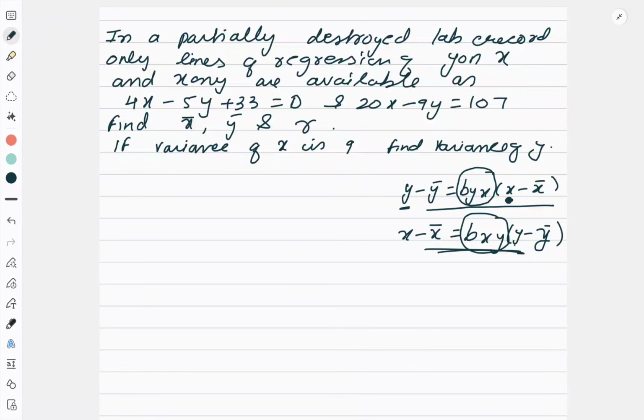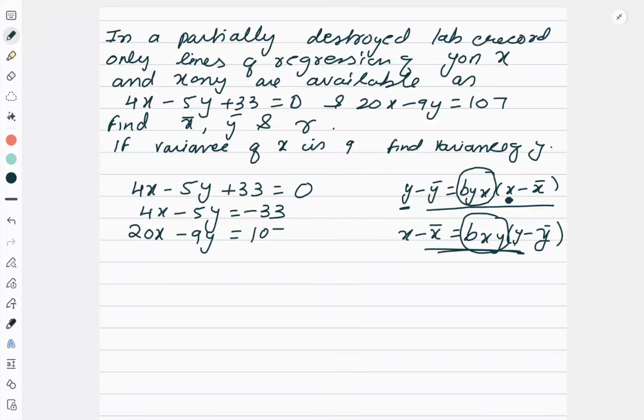Okay, now let us look at the first equation. My first equation is 4x minus 5y plus 33 is equal to 0, right? This is my first equation. Second equation, I'll rearrange this equation. 4x minus 5y is equal to minus 33. Same way the other is 20x minus 9y is equal to 107.